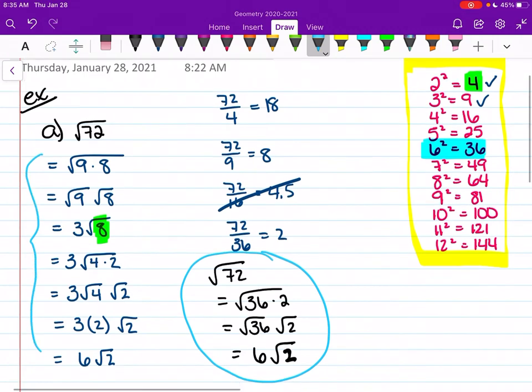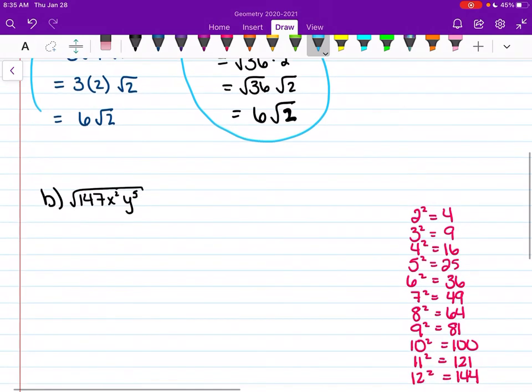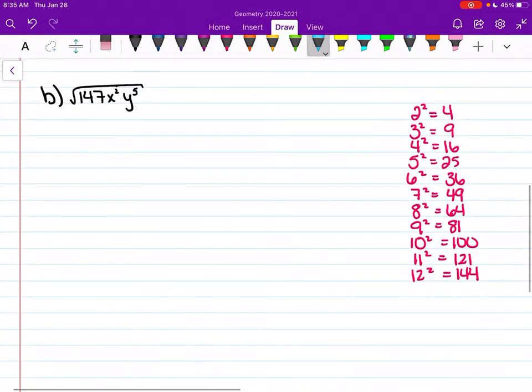Okay, let's do one more example. This one, I included some variables. So this one we have the square root of 147 x squared y to the 5th. So what I'm going to do is take the 147 and try to simplify that. So we're just going to look at the square root of 147. And we're going to look at our list, and we're going to try and find the largest perfect square factor. So I'll give you a minute. Go ahead, pause the video. Try and find the largest perfect square factor yourself.